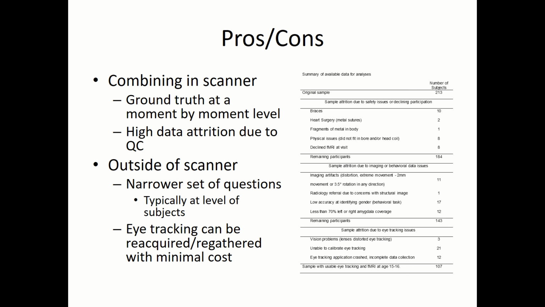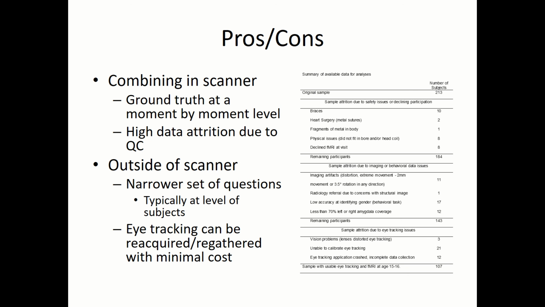So the other approach that I mentioned in the beginning, again, is the lower risk option. The quality of data is less, but it's a lot easier to run. Basically, you duplicate your task outside of the scanner. The main con is that you have a narrower set of questions. You can ask something about the overall pattern in trials or of a certain type of face, but you can't drill down to the moment by moment effects. So most of your analyses are usually at the level of subjects.